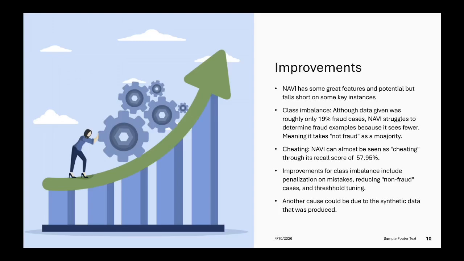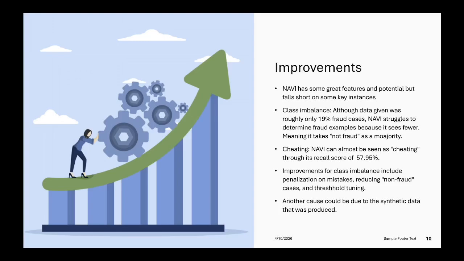So it's having an issue with class imbalance. So it was 19% fraud cases. It struggles to determine fraud examples because it sees fewer of them. So that is something I could improve. I could definitely do more fraud cases. I could also give it real data, which is also something that I kind of mentioned is I don't think synthetic data was maybe the best thing. It's something good that I could test it on to see it actually works. But synthetic data at the end of the day is synthetic data. It's not real. So that could also be a problem.